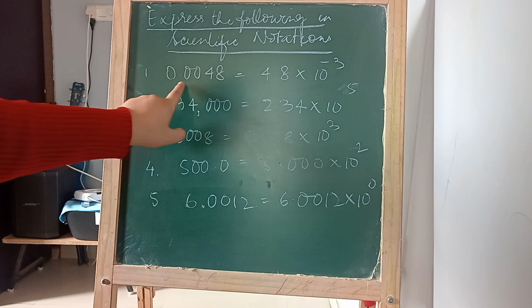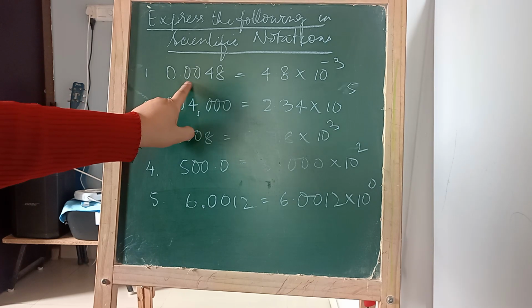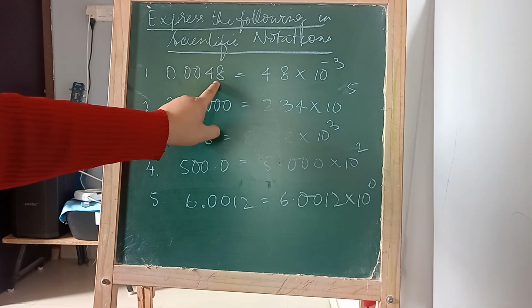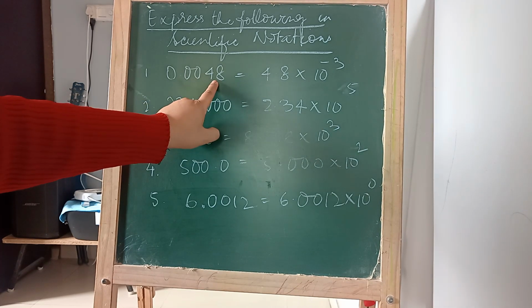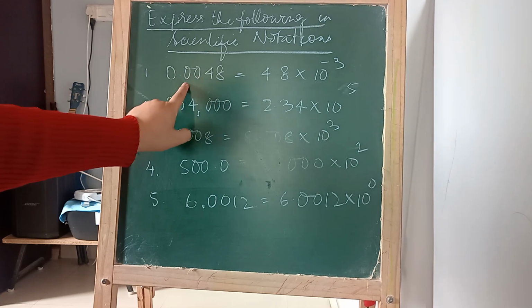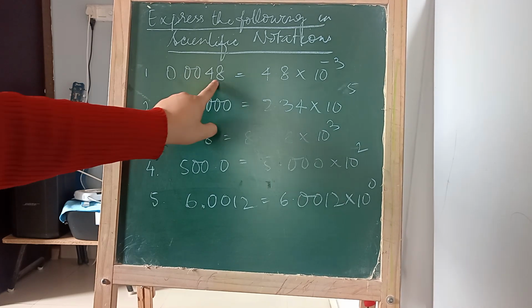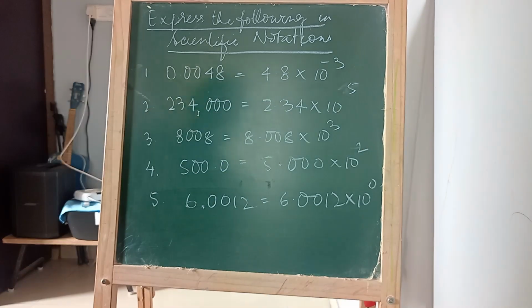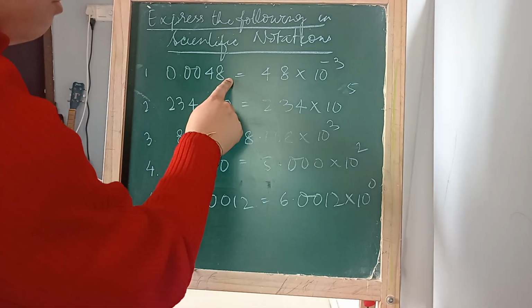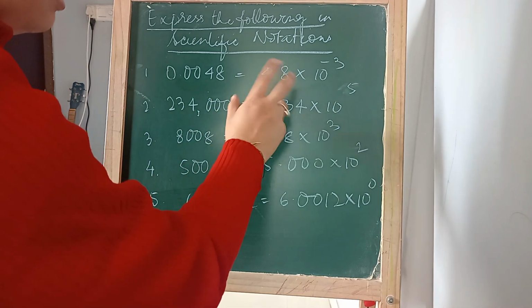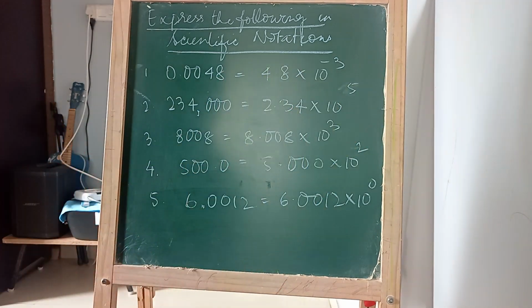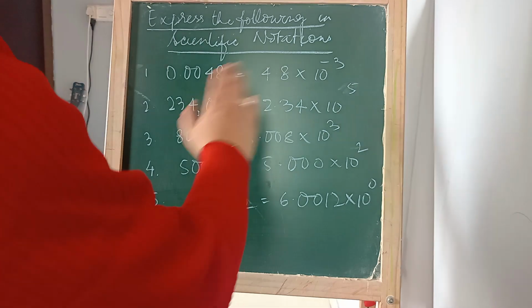We will move this decimal first, second, third, to the third decimal place. So you're going to move the decimal to the right for 3 places. It will come to here so that it becomes 4.8. If it is moved to here, it will become 48, so we'll move to here only, so that it becomes 4.8. That is a number from 1 to 9.